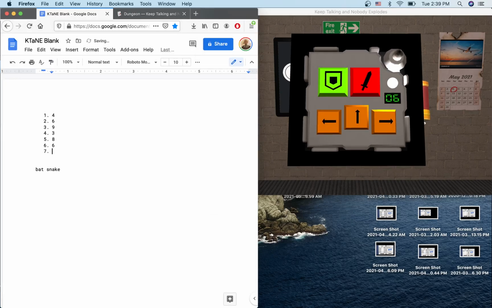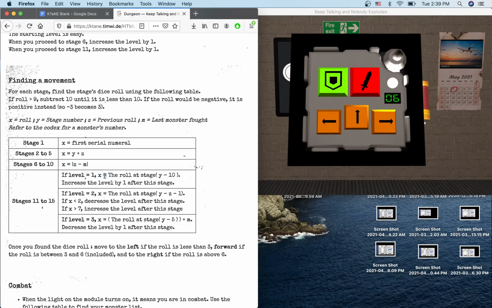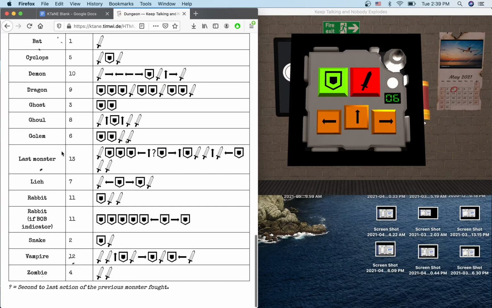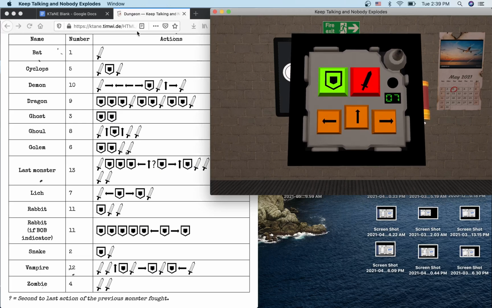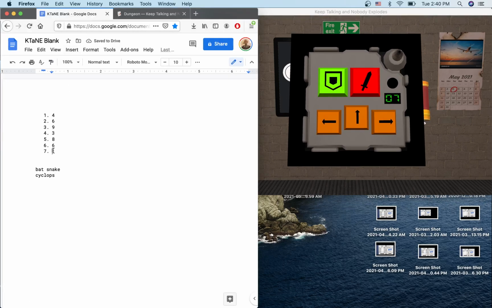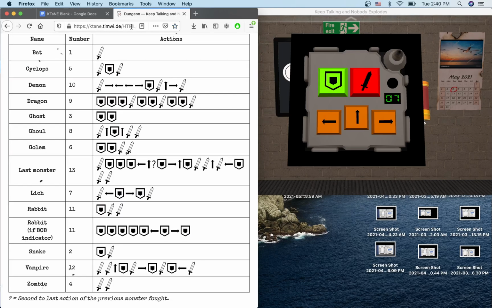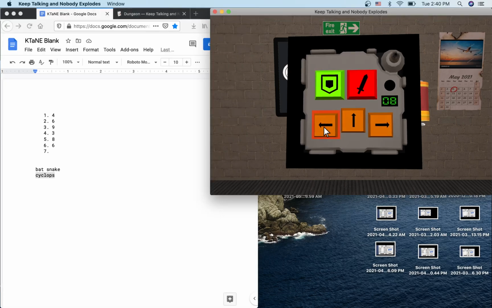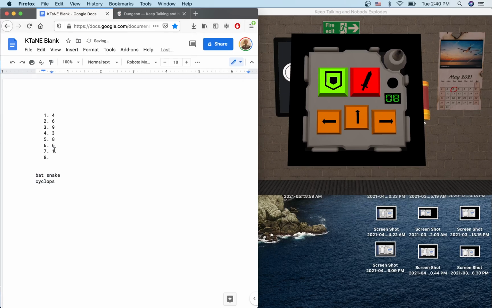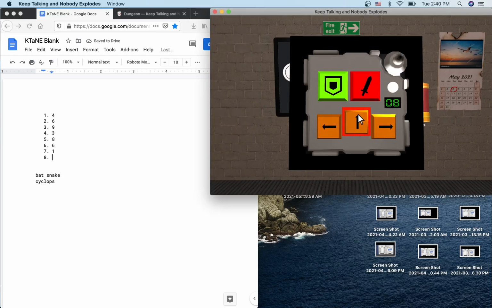Now we fight a monster, which is going to be a Cyclops, I believe. Remember that correctly? Yes, it is. First monster in level 2, which has sword, block, sword. Emergency cleared. Stage 7 is going to be 6 minus the associated number of Cyclops, which is 5, right there. So 6 minus 5 is going to be a 1. So that'll take us to the left. So let's get that down. Now, monster didn't show up, so it's going to be 1 minus 5, which is negative 4. Absolute value is 4. We move forward.